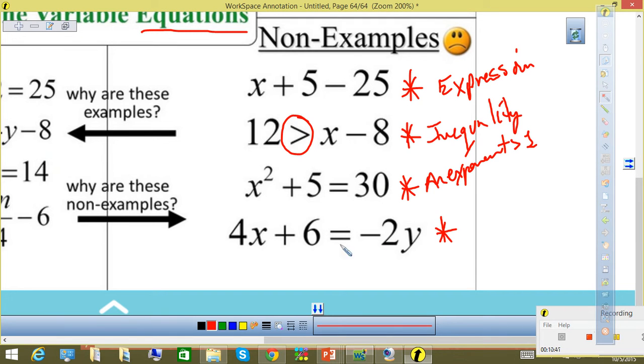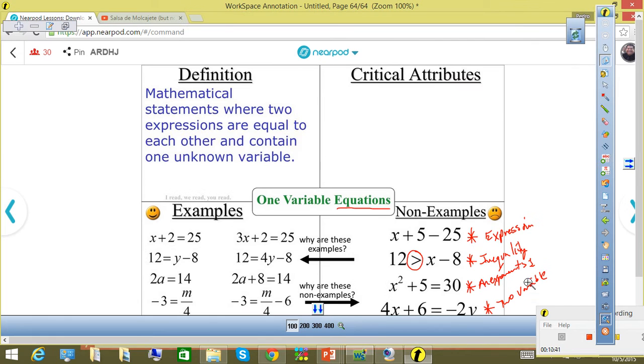Joseph. This one has 2 variables. Does everybody see all that? All right, let me zoom out. So, these are non-examples, these are examples.